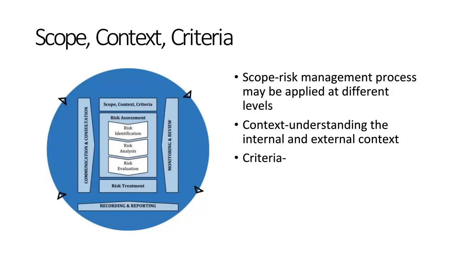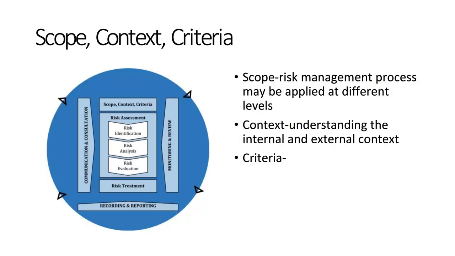The scope, the context, and criteria are established to customize the risk management process, enabling effective risk assessment and appropriate risk treatment. The scope of a risk management process involves such things as the objectives and decisions that need to be made, appropriate risk assessment tools and techniques, the resources required, and the outcomes expected.